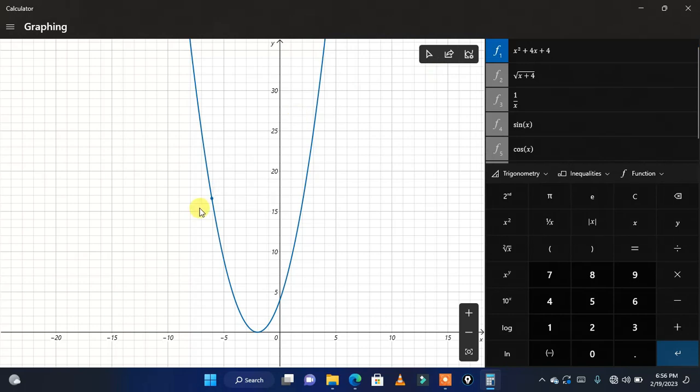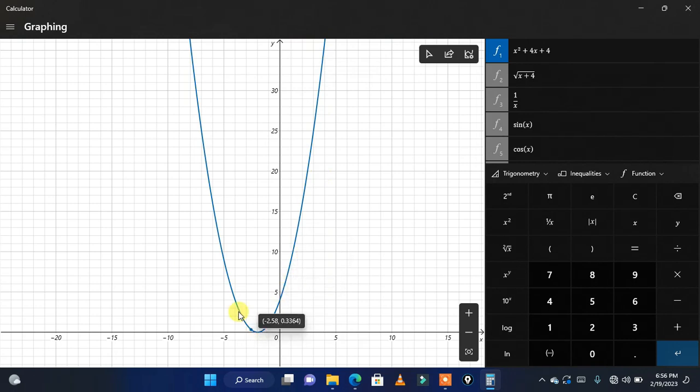We want to look at how we'll be able to find the domain. Remember, the domain talks about the x values, whereas the range talks about the y values. So let's look at the range of x values which are affected by this kind of function or curve.